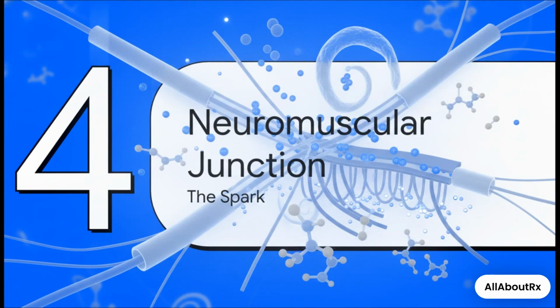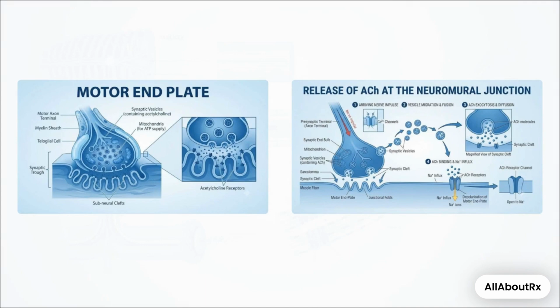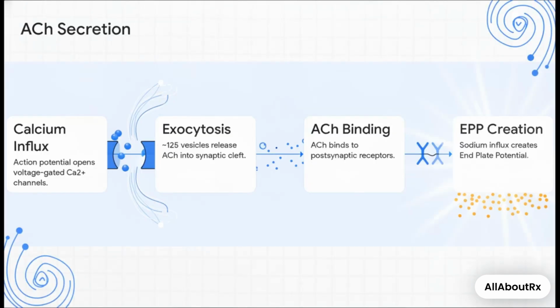Part 4. The neuromuscular junction, the spark. We have the machinery categorized, but how does the somatic nervous system actually spark the movement? It all goes down at the neuromuscular junction. A large myelinated motor axon terminal sits in a synaptic gutter right above the muscle membrane. They don't touch, though. There's a tiny 20 to 30 nanometer gap called the synaptic cleft. The muscle side is highly folded into subneural clefts, and the nerve side is loaded with vesicles full of the neurotransmitter acetylcholine.